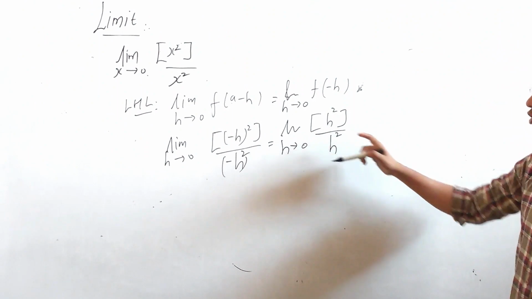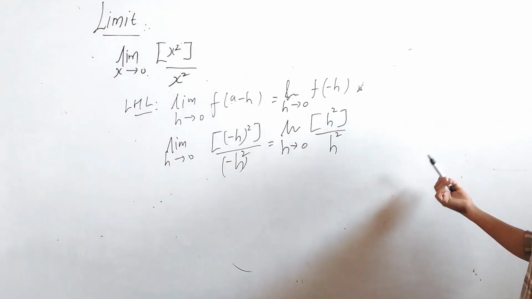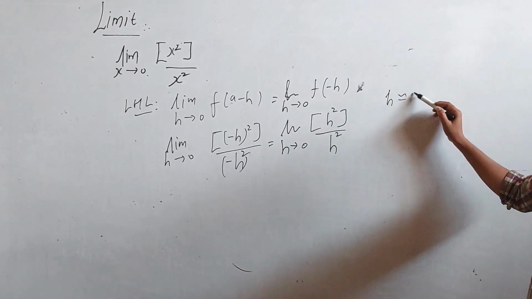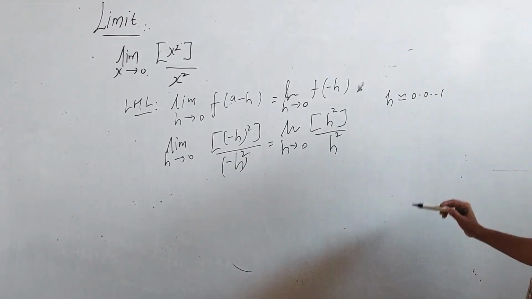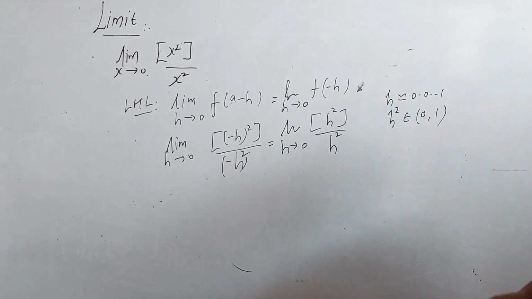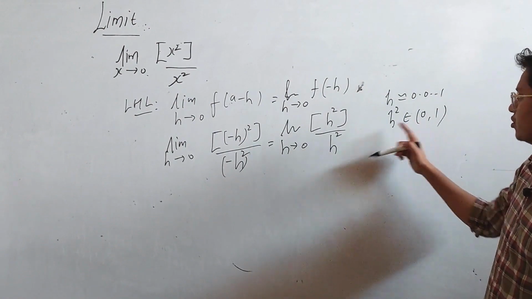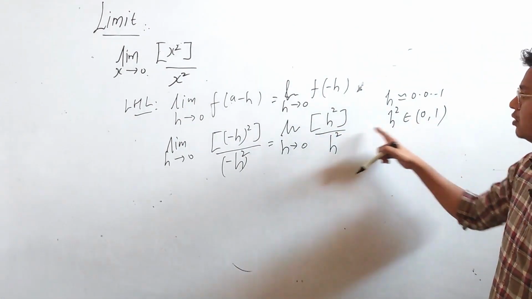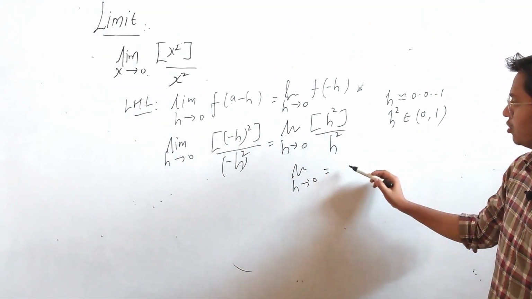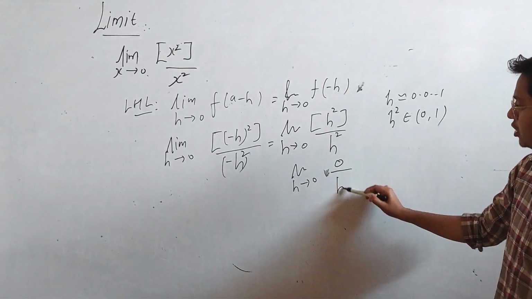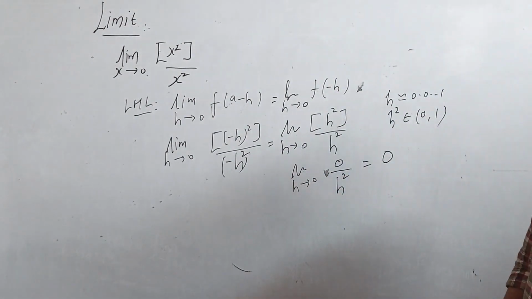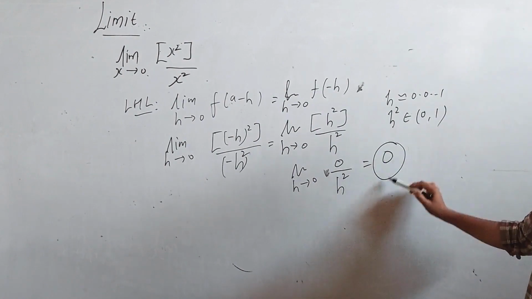We know that the value of h is approximated to 0, an infinitely small positive value. So h is tending to 0.001, so h square also belongs to 0 to 1. That is, the greatest integer of 0 to 1 is equal to 0. That is limit h tending to 0 of 0 upon h square. When we divide 0 by any value, this will become 0. So the LHL will become 0.